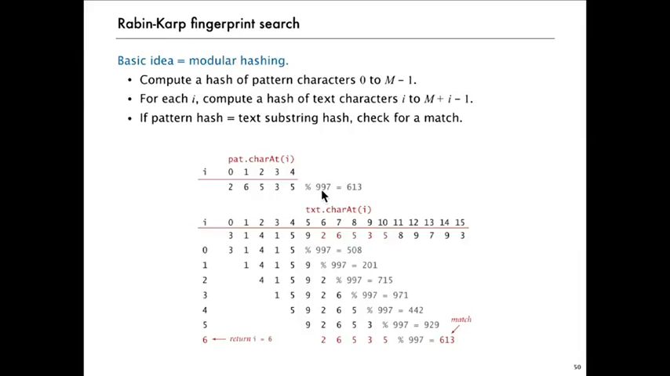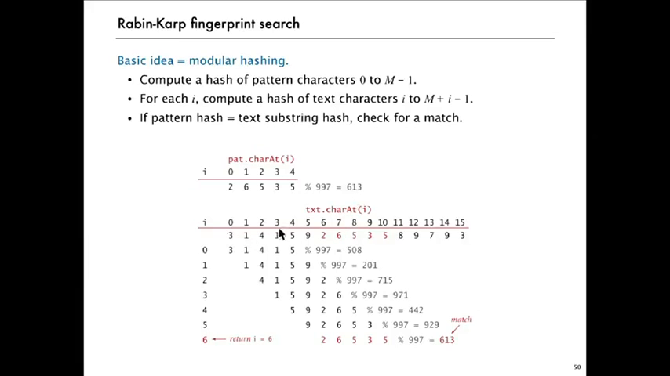It seems to satisfy something like the uniform hash assumption under various circumstances. So that's our pattern, a 5-character pattern, and we're going to keep the small hash value 613. And this is going to generalize to longer patterns, and we'll talk about that in a minute.